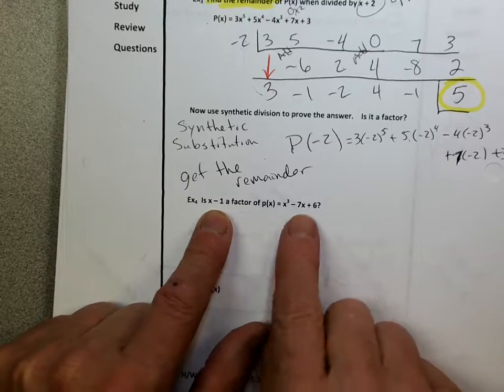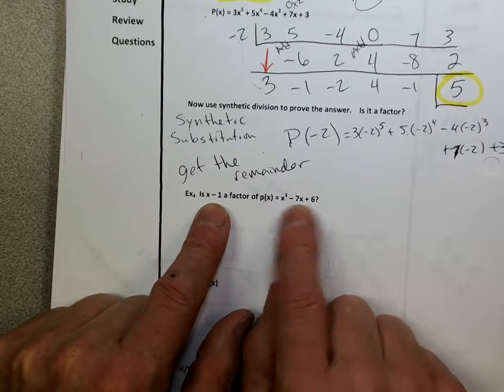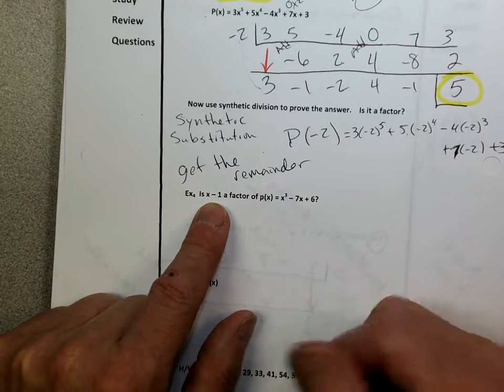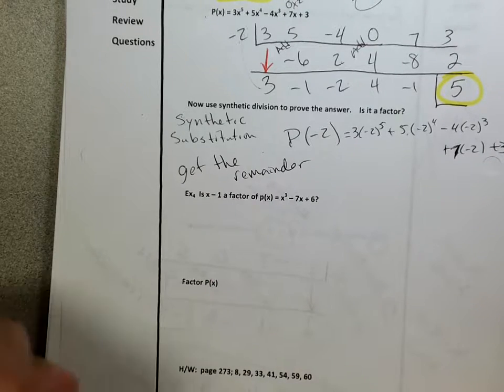Is x minus 1 a factor of this? Two ways to do it. We could do synthetic division. We could divide it out and see if we get a remainder of 0, okay? Or we could plug it in. If we plug it in, we get an answer of 0. It is. So I think the easiest way is just to plug it in, right?